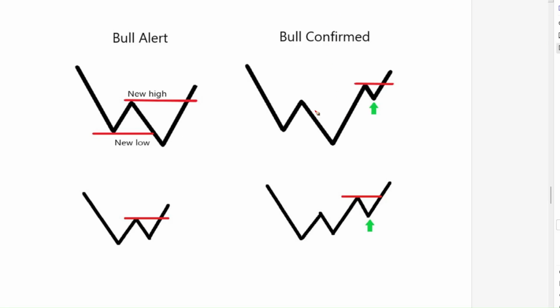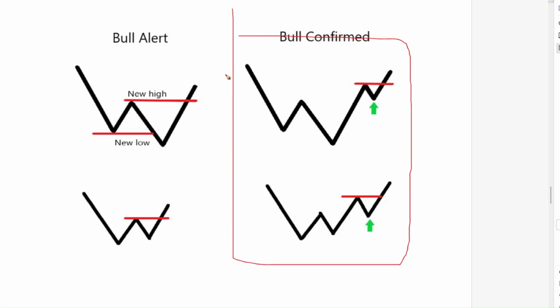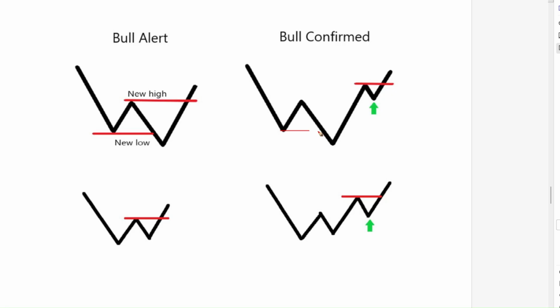All right. Now, if you notice what happens on this right side now, all right, we've gone to a new low here, and then we've immediately gone to a new high. Okay, and then we make a higher low.